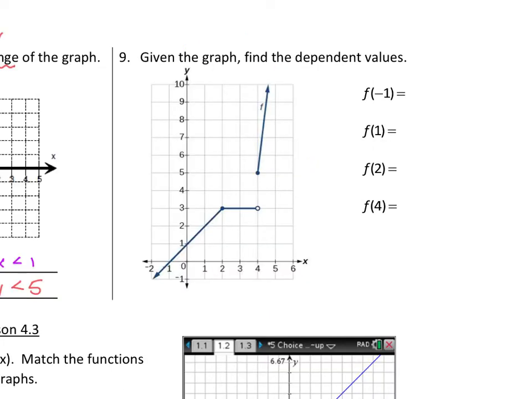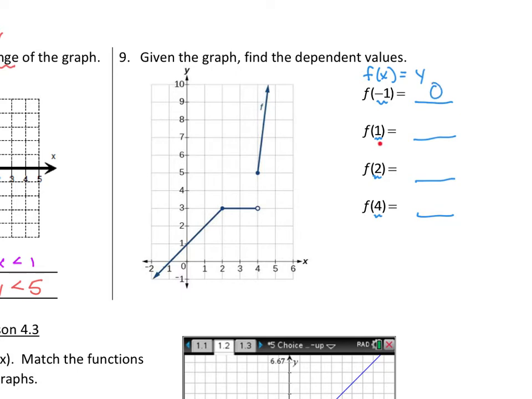For example 9, remember what a function represents. It's f of x is equal to y. So all of these values inside the parentheses, those are my x values. And I want to find the corresponding y value. That's what I'm looking for here. If I go to -1 on my graph, I can see that the graph crosses right there. The y value is 0.